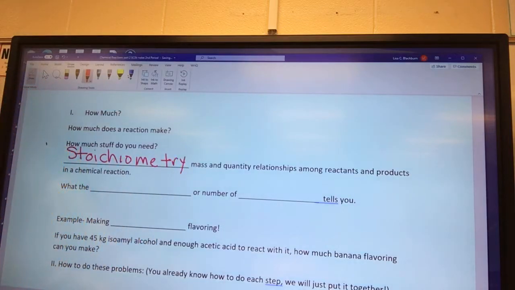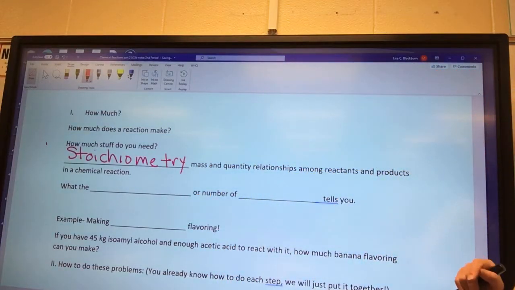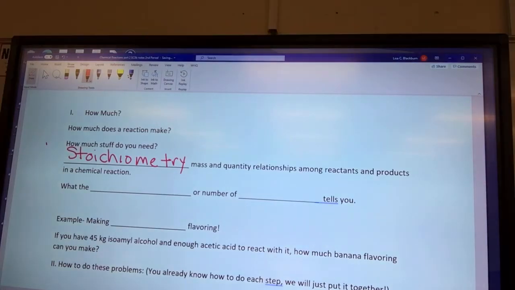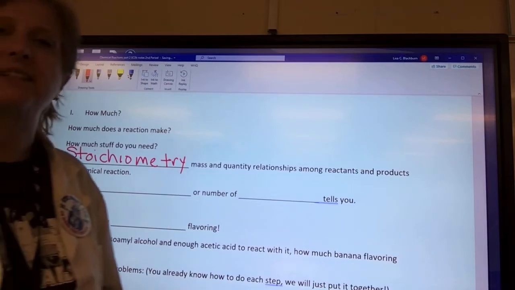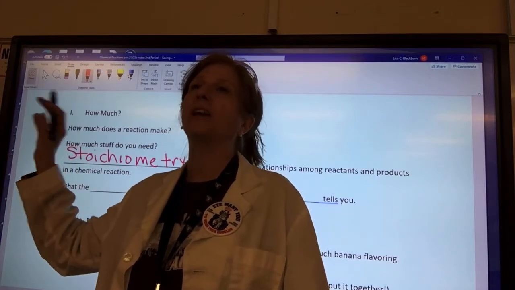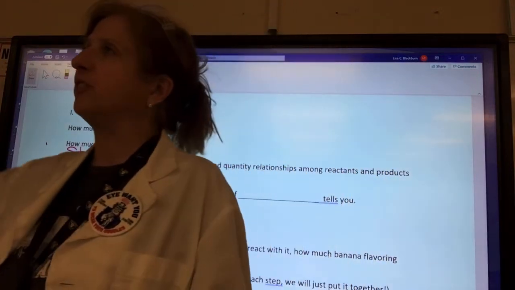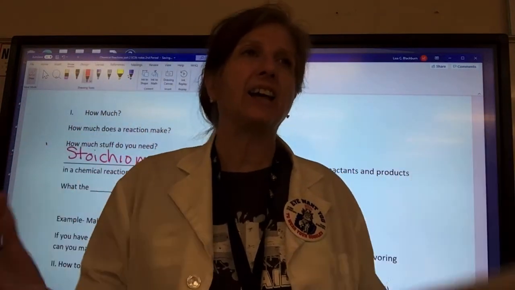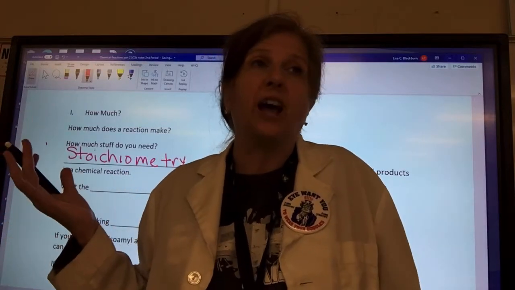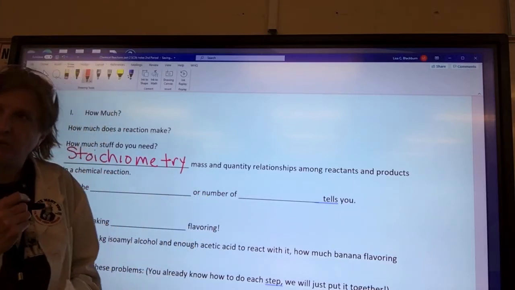Stoichiometry. The official definition is mass and quantity relationships among reactants and products of a chemical reaction. I'm going to turn off the light so y'all can see it better. Here we go. Now, what that is, fancy talk, is how do I get from a balanced chemical reaction to actually making chemicals? How do I get, using just the balanced equation and the periodic table, how can I actually make stuff in lab? Because that's what we want to do, right? We want things to change colors, possibly blow up. That's why we signed up for this class.